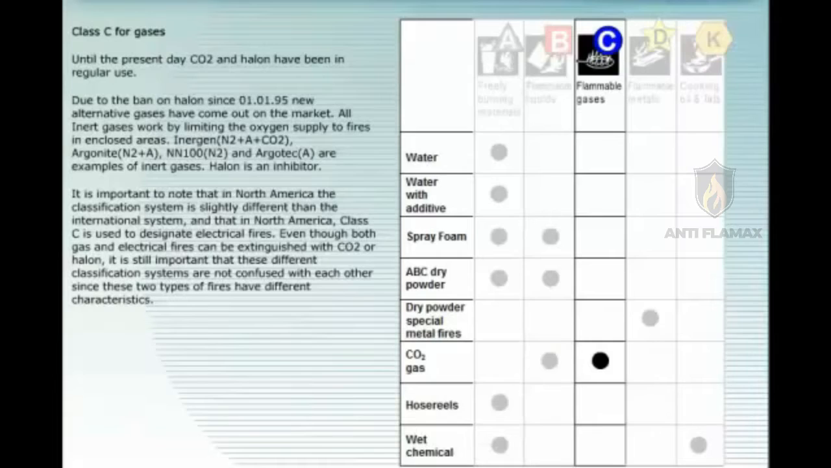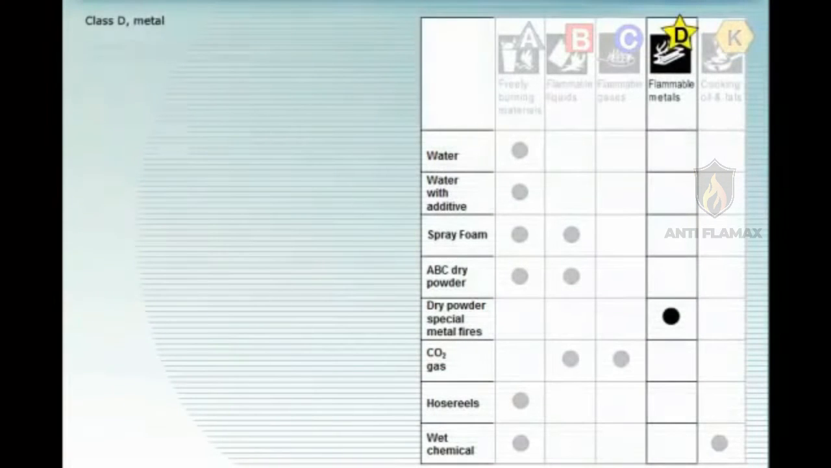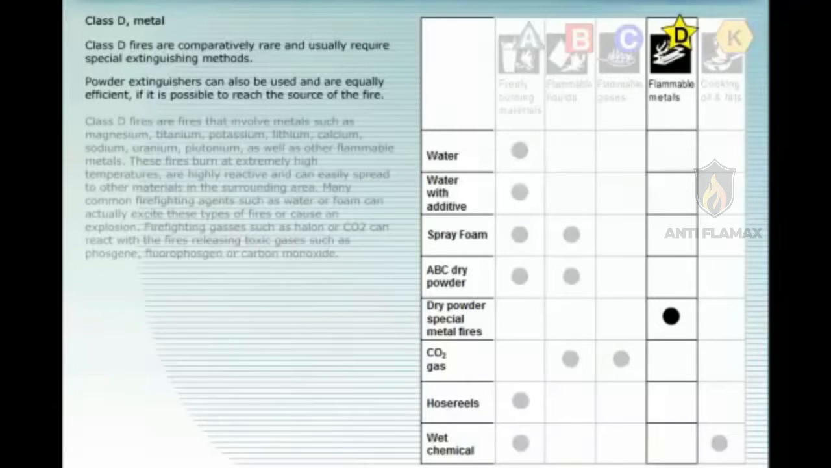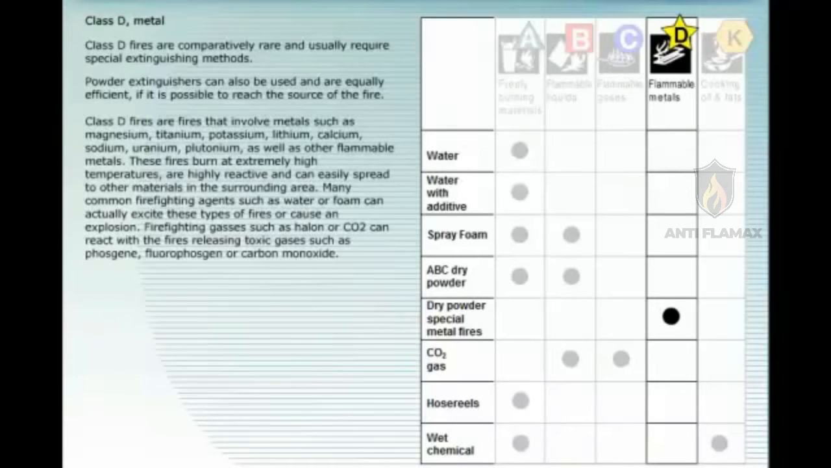Class D fires are comparatively rare and usually require special extinguishing methods. Powder extinguishers can also be used and are equally efficient if it is possible to reach the source of the fire. Class D fires are fires that involve metals such as magnesium, titanium, potassium, lithium, calcium, sodium, uranium, plutonium, as well as other flammable metals. These fires burn at extremely high temperatures, are highly reactive, and can easily spread to other materials in the surrounding area.